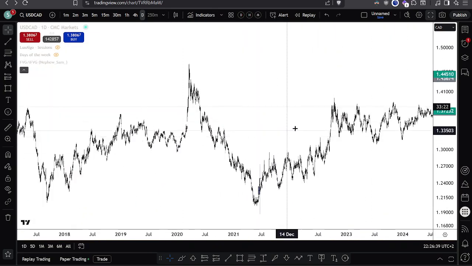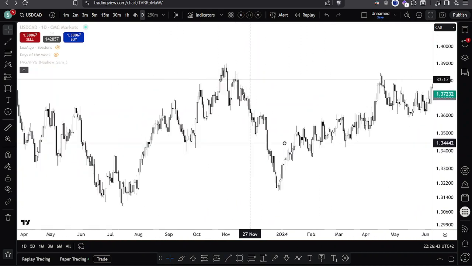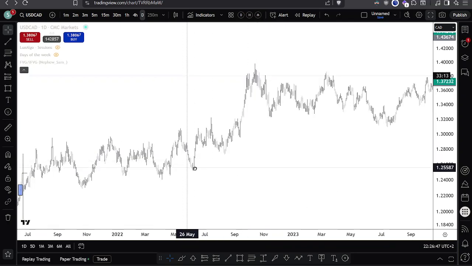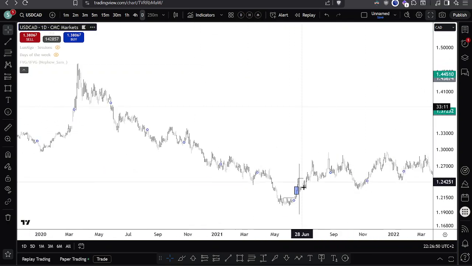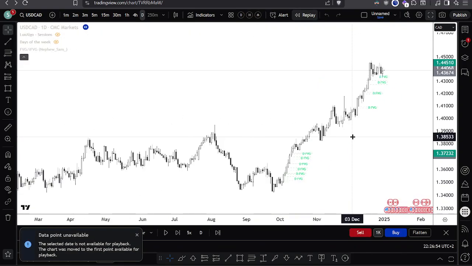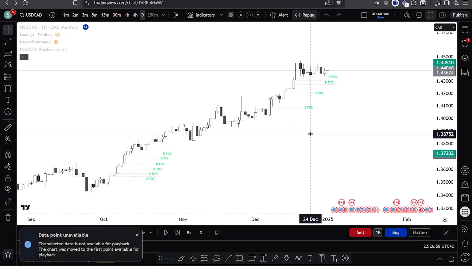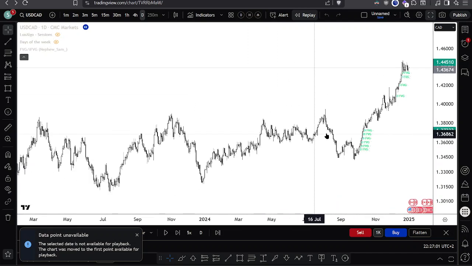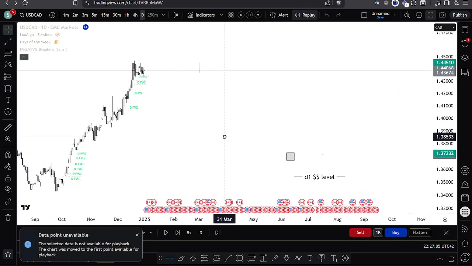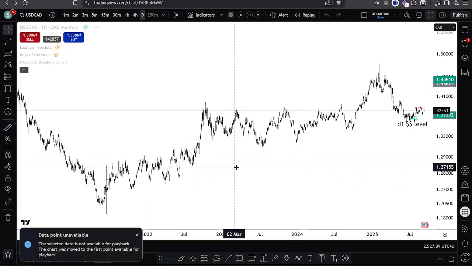Okay, let's see. Aha, I went way back. There we are. Okay, we can actually do this. It's way easier, right? Why? What happened to the lines? Okay, something is broken today.